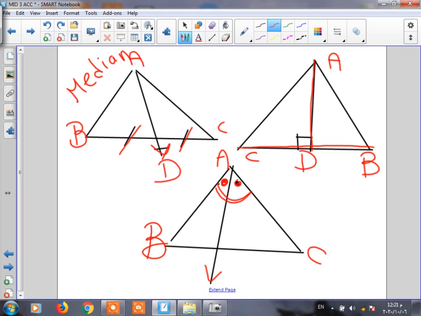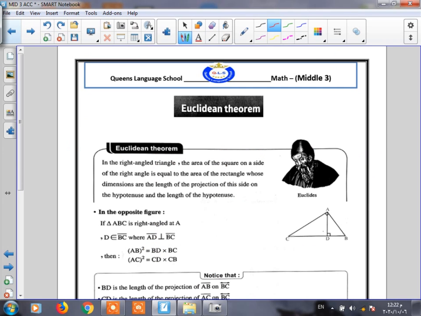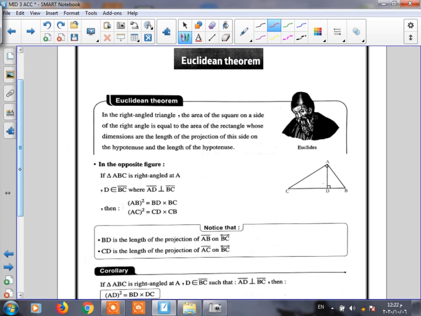Okay, let's talk about Euclidean theorem again. First we will read the theorem. Here's a right angle triangle, so this theorem is related to the right angle triangle only, not any triangle. The area of the square on a side of the right angle is equal to the area of the rectangle whose dimensions are the length of the projection of the side on the hypotenuse and the length of the hypotenuse. Okay, what does it mean?